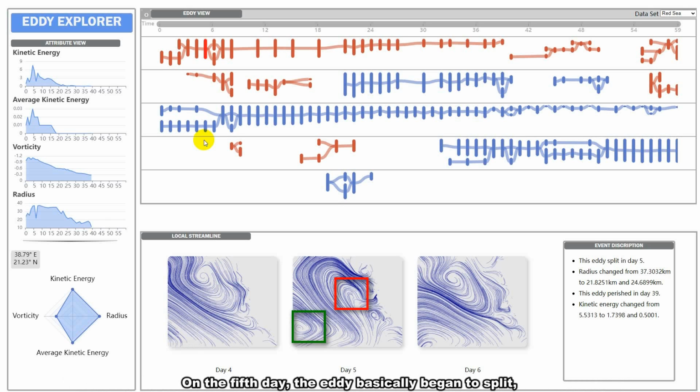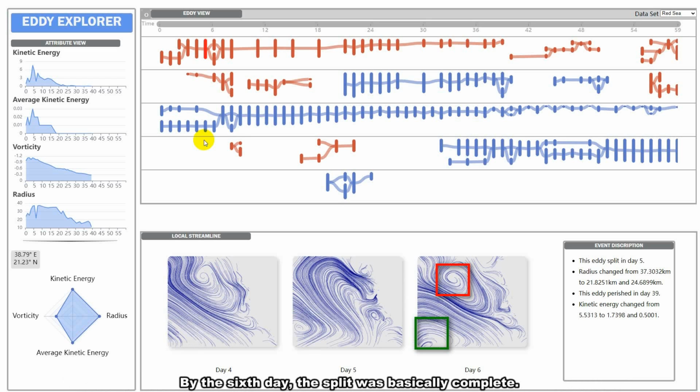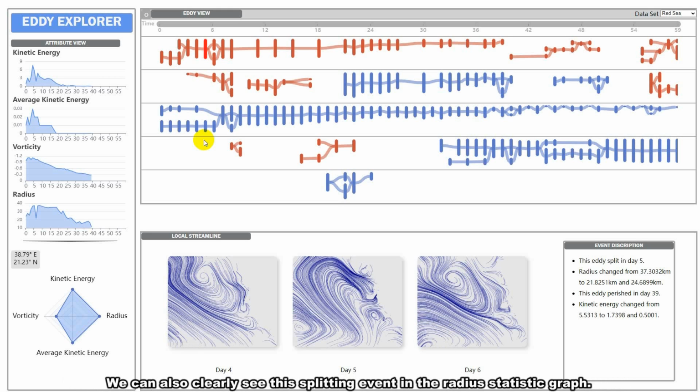On the fifth day, the eddy basically began to split, and the central core of the new eddy began to form. By the sixth day, the split was basically complete. We can also clearly see this splitting event in the radius statistic graph.